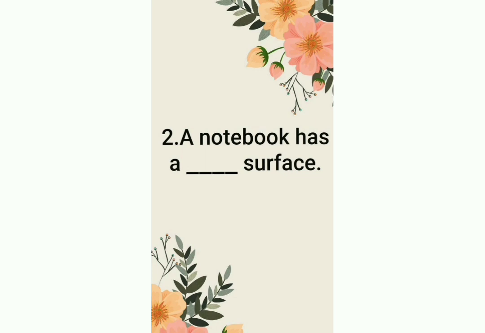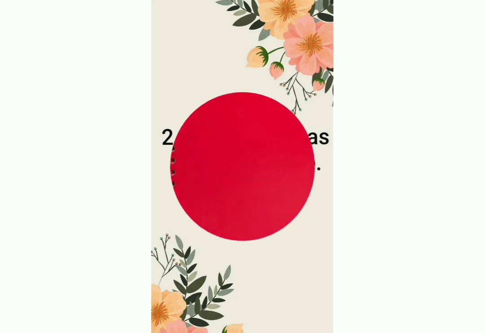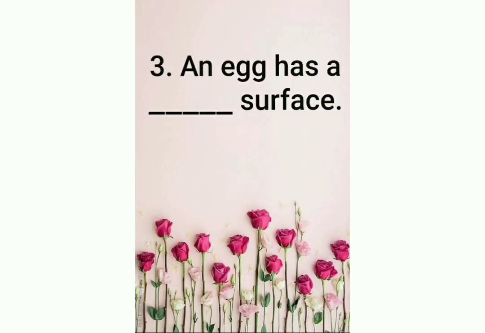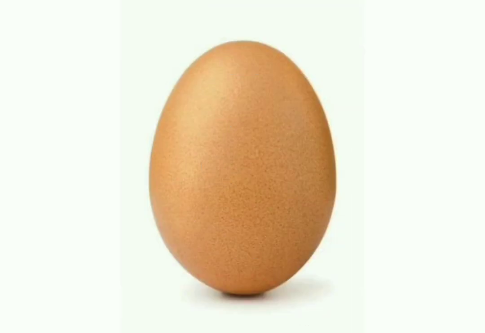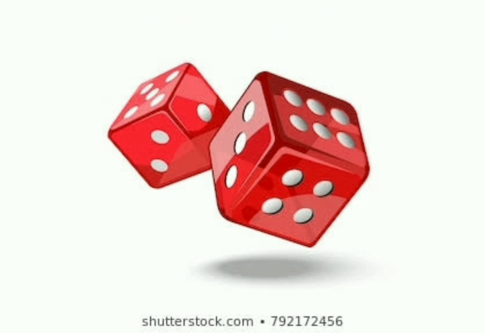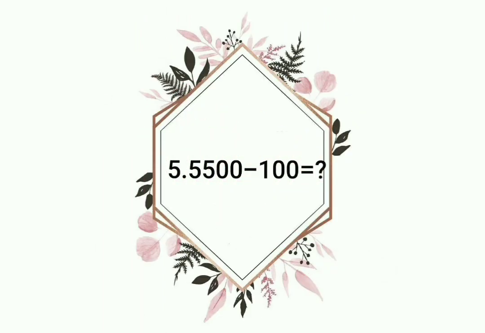The second question: A notebook has a dash surface. The third one: An egg has a dash surface. The fourth question: What is the shape of a dice? And the fifth one: 5,500 minus 100. Have all finished, students?